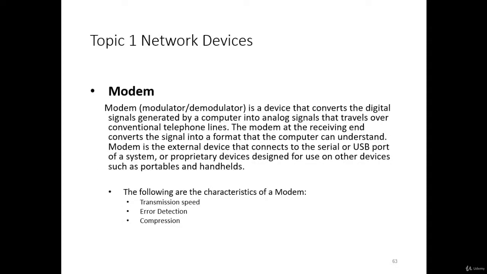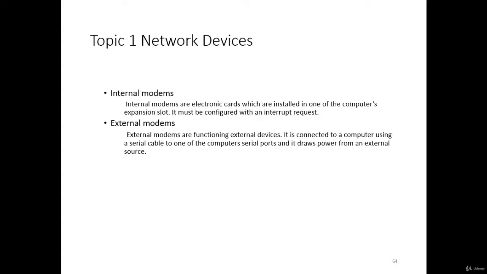Modem. Modulator demodulator is a device that converts the digital signal generated by a computer into analog signal that travels over the conventional telephone lines. The modem at the receiving end converts the signal into a format that the computer can understand. Modem is the external device that connects to the serial or USB port of the system, or a proprietary device designed for use on other devices such as portable and handhelds. The following are the characteristics of a modem: transmission speed, error detection, and compression.